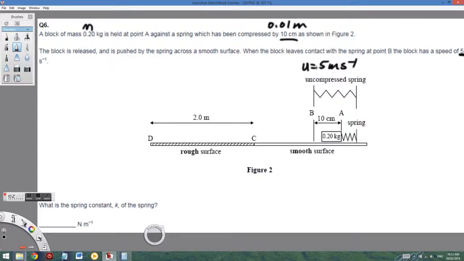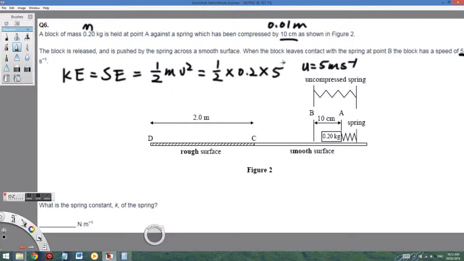We know when it's released, all the spring energy is converted to kinetic energy. We know the speed, which tells me the kinetic energy, which is all from the spring energy. Half mv squared gives 2.5 joules.